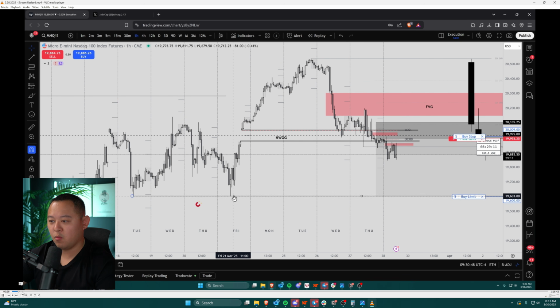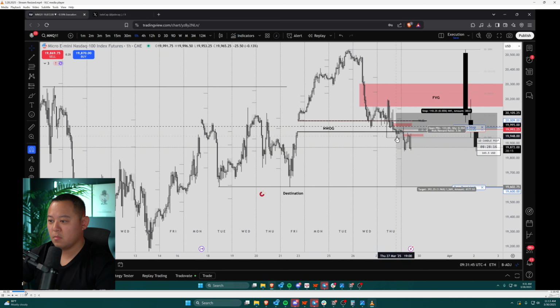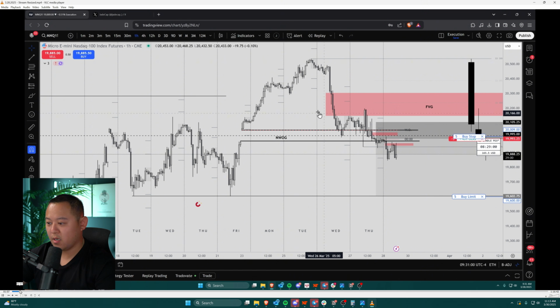All right, we have the NWOG. We've got a massive market structure shift. This is me walking you through the market maker model. Now, I had this fair value gap plotted on the hourly, and this is where this would have been a situation where I could have added in.